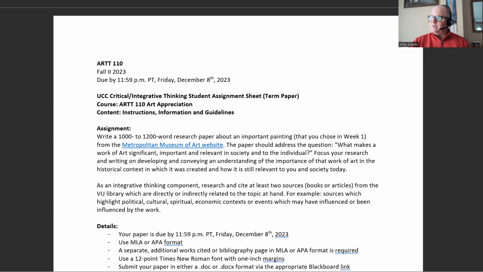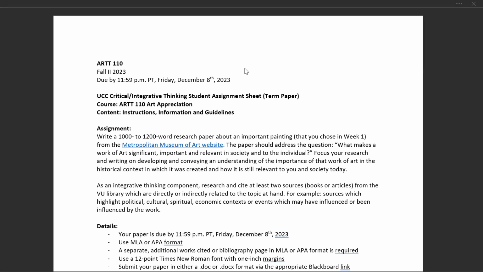If you go to the left-hand menu on our course page and go down to the term paper tab, you can open that up, and you'll see a few documents. I think the first of which is the actual term paper or critical / integrative thinking student assignment sheet. That's Vincennes University speak for term paper. So the assignment itself is a 1,000 to 1,200 word research paper about the painting that you chose in week 1. So that's pretty straightforward. Plan to answer each of the questions or problems posed in the instruction.